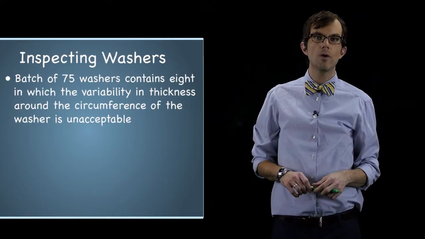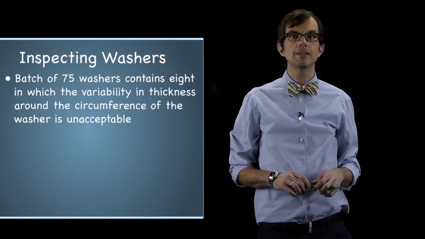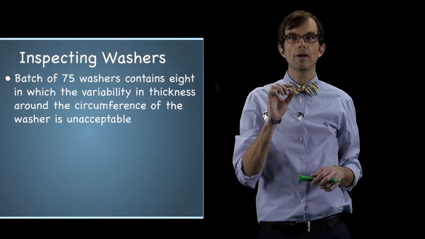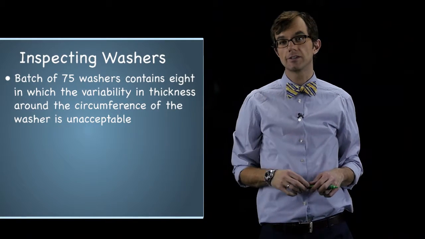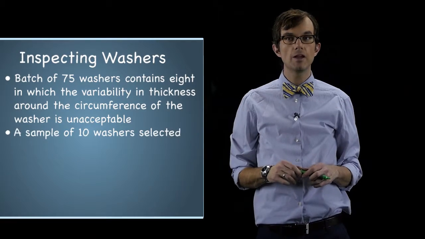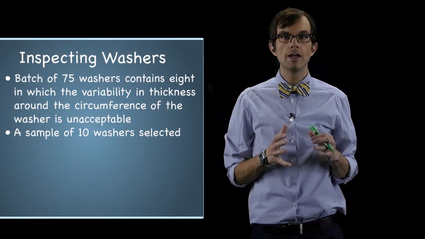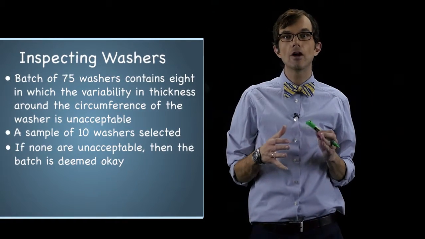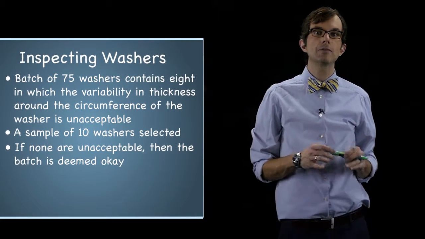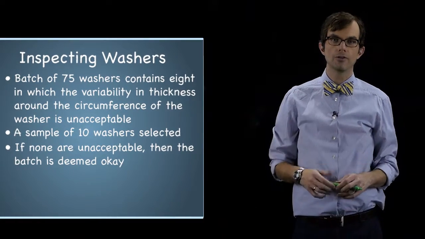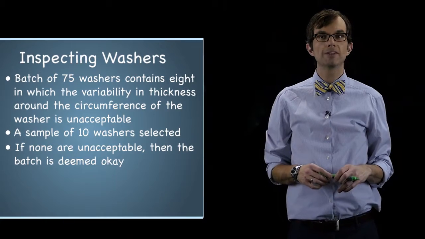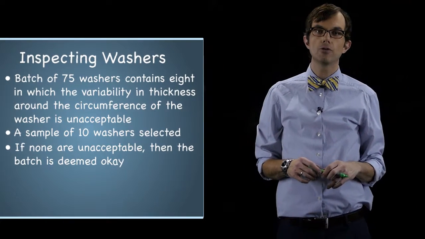Let's take a look at another example. A batch of 75 washers contains 8 in which the variability in the thickness around the circumference of the washer is unacceptable. A sample of 10 washers is selected at random. If none of the washers in that 10 are unacceptable, then the batch is deemed okay and it's sent off to purchasers. This is a form of acceptance sampling in quality control.